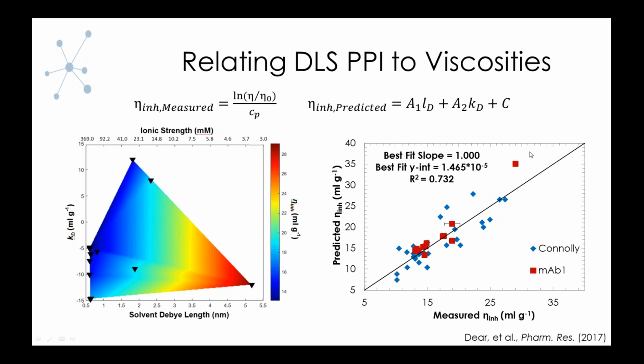So these red points are our data from MAB1, where these blue are our data we found from this Connolly paper. It's Connolly 2012, I think Biophysical Journal paper. And we showed that there's this pretty good general correlation where this model can sort of predict the viscosity at high concentration, regardless of the ionic strength of the solution.